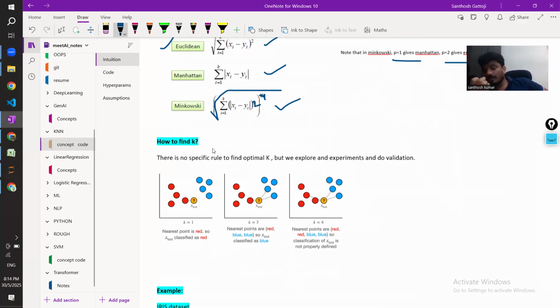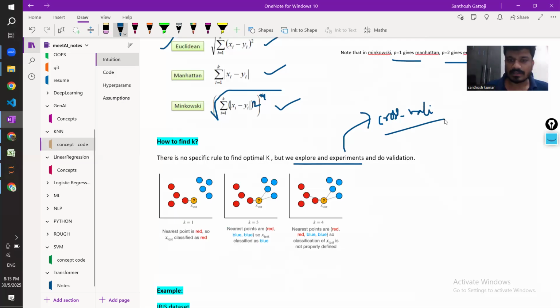Unfortunately, there is no direct rule to find the optimal k, the best k in KNN. Usually we do it with exploration and experimentation, and from this exploration and experimentation we have a new concept called cross validation that we'll study later. We'll see why we study it, and how we explore and experiment. But usually what happens with k is one very interesting thing.